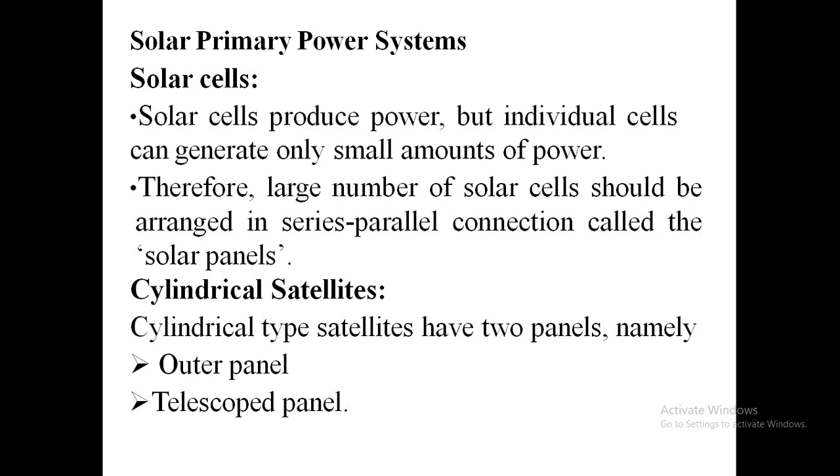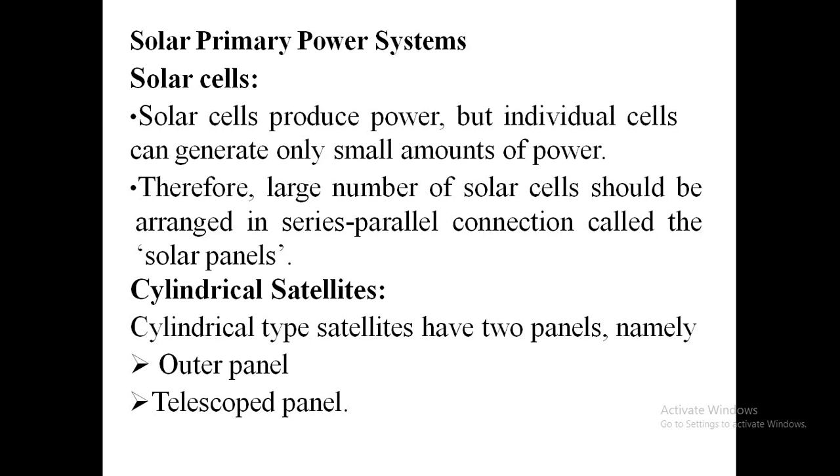Solar primary power systems. Solar cells. The solar cells produce power, but individual cells can generate only small amounts of power. Therefore, a large number of solar cells should be arranged in series parallel connection, which is called the solar panels.